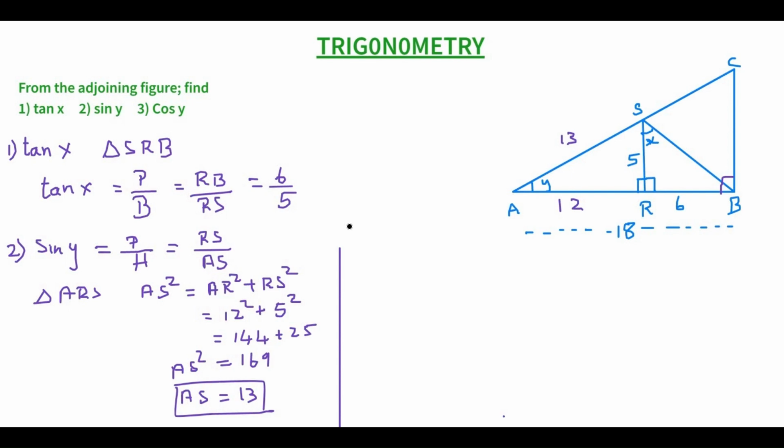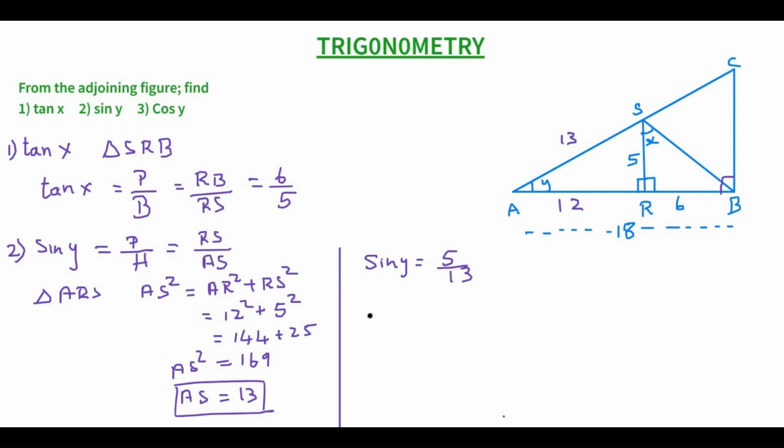Let's find the value of sin y. For sin y, we know the perpendicular and we know the hypotenuse. So sin y equals perpendicular by hypotenuse. What is our perpendicular? RS. RS is 5. And what is the hypotenuse? Which is 13. So we have got the value of sin y as 5 by 13. Our second question is solved.